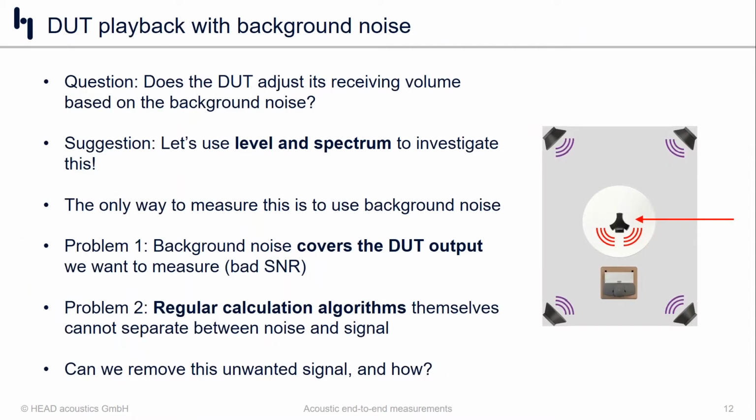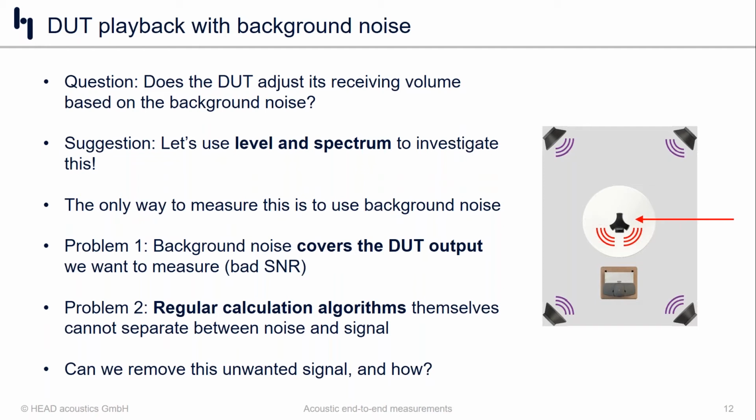So here's the big question. Assume that we have a device that we want to place in a noisy environment. It could be a mobile phone, it could be a conferencing device, doesn't really matter, but we want to place this device in a noisy environment and we want to figure out, does this device change its behavior depending on the background noise? So the way that we would go about doing this is we would look at the level and spectrum to investigate if there are any differences.